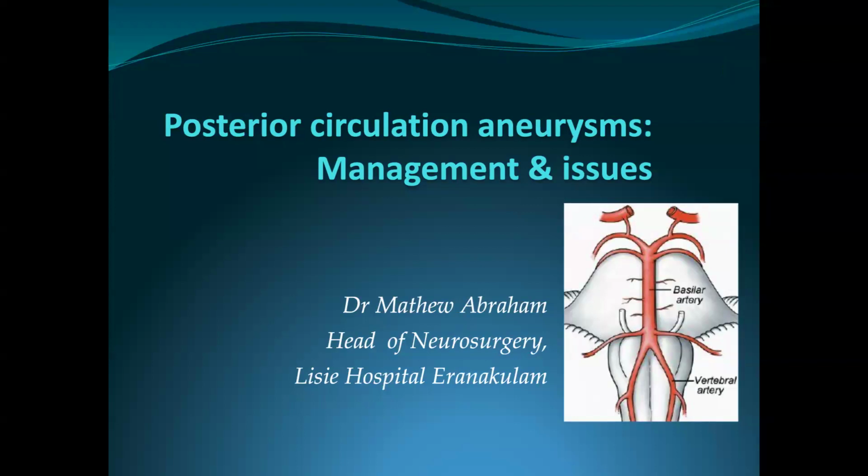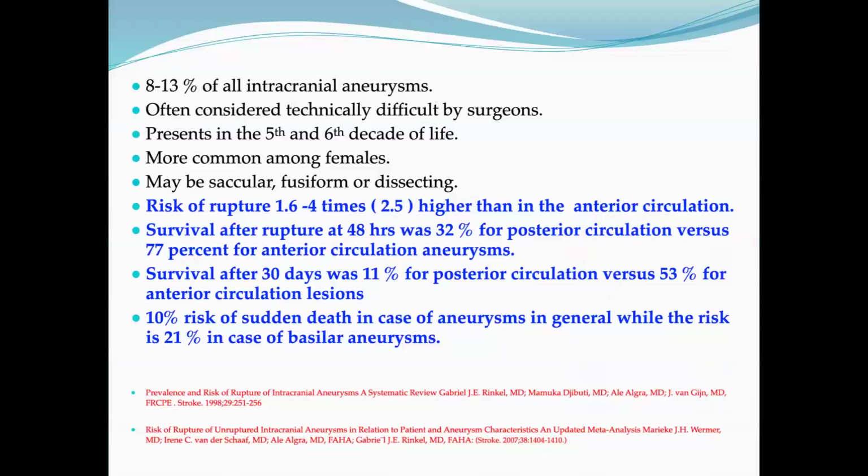8 to 13%, and in some series 16%, of all intracranial aneurysms are of the posterior circulation. Probably because of the depth, it is considered technically difficult by surgeons. The surgical trajectory available is comparatively narrow when compared to other aneurysms. It presents usually in the 5th and 6th decades of life, and is more common among females, as in the case of any other aneurysm. It may be saccular, fusiform, or a dissecting aneurysm.